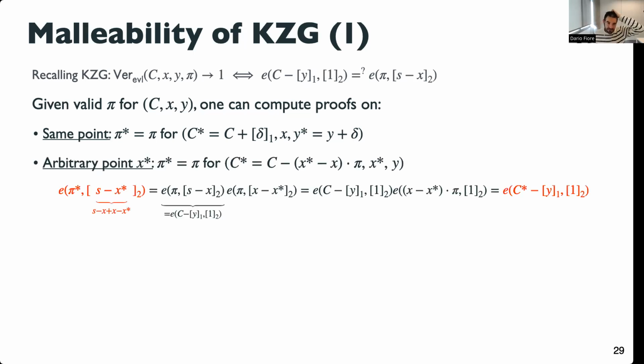What is perhaps more interesting is that you can also create proofs for different points if you can change the commitment. Let's say that you have seen a proof for commitment C, input X, and output Y, and now you are given an arbitrary point X star. You create C star as C minus the proof pi multiplied by X star minus X. Then X star is the input, and Y, the same Y that was the output for the other proof, we reuse. You can check in the slide that pi star, equal to pi, is a valid proof for this fresh statement.